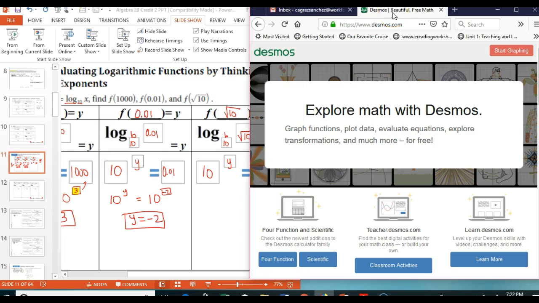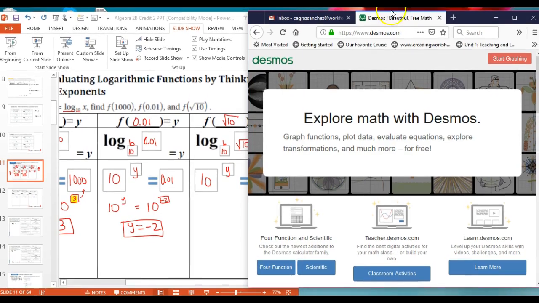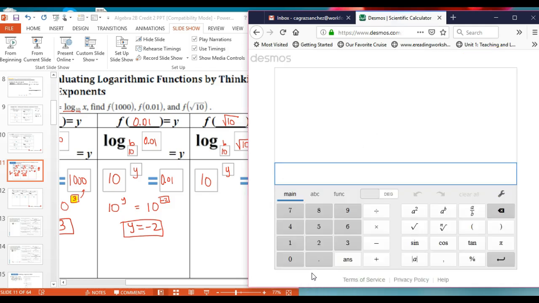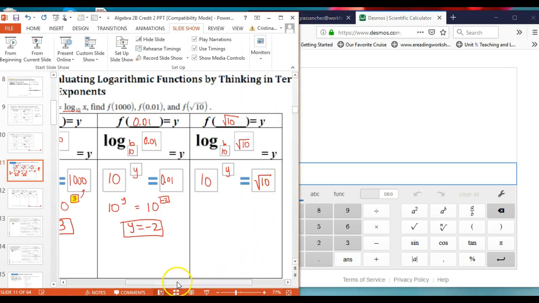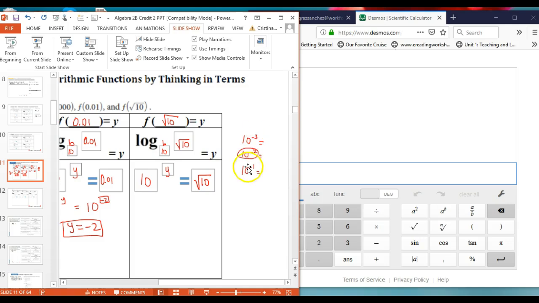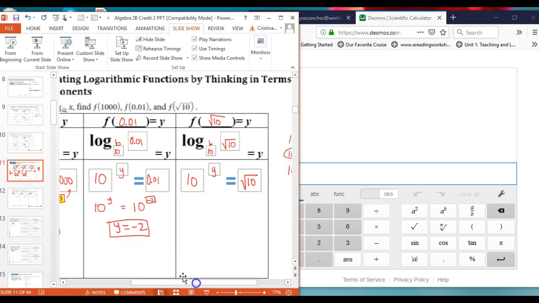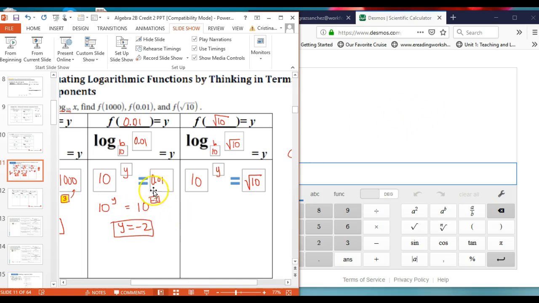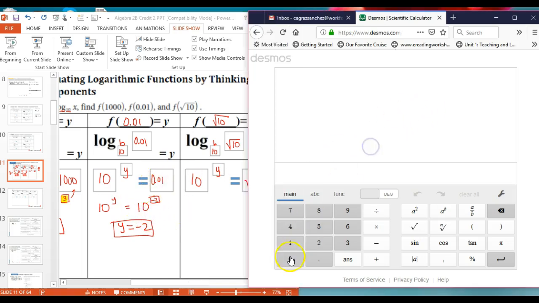So in my internet browser, I opened up Desmos. I'm not going to press start graphing. I'm going to use the scientific calculator, and it will load. Some of the ones I told you to try were 10 to the negative 1, 10 to the negative 2, and 10 to the negative 3. So let's see why 10 to the negative 2 is in fact 0.01. So 10, exponent key, which is a to the b power, negative 1.